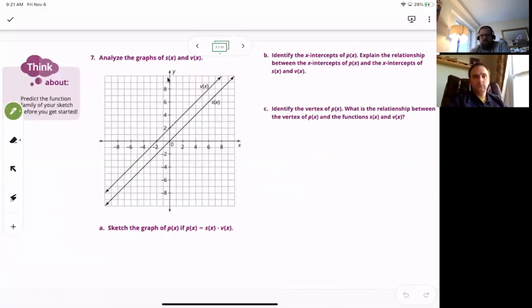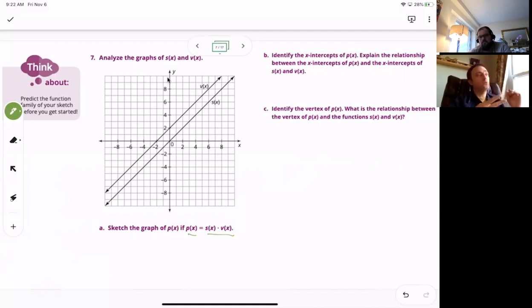Oh, look, we have more lines for them to look at. So this looks like we're being asked to do the same thing, where we've got P of X is the product of these two lines, and we're asked to find some pieces of this. So I think it would be good for you to pause the video right now and try to do this. Try to identify what the shape of this curve is going to look like. Try to figure out where the zeros are.